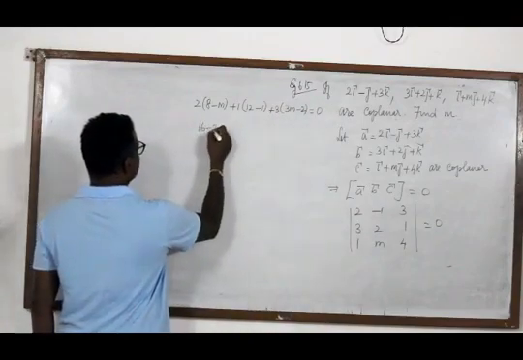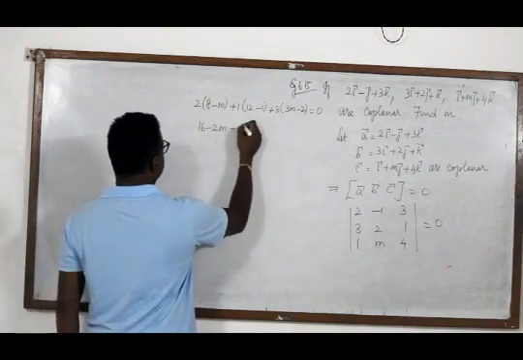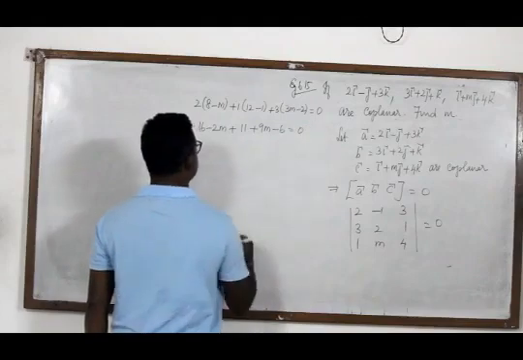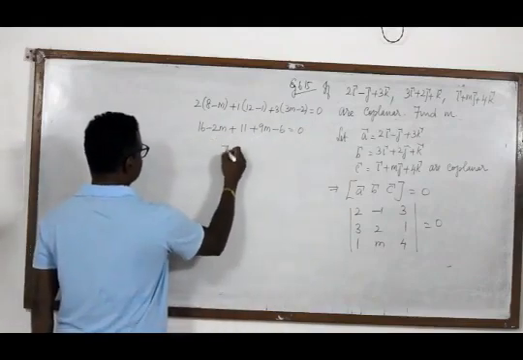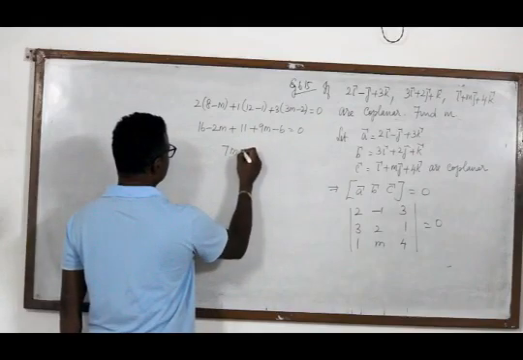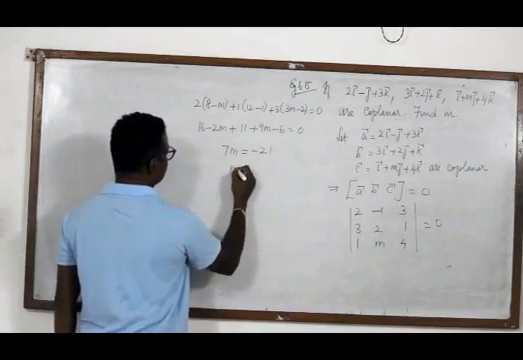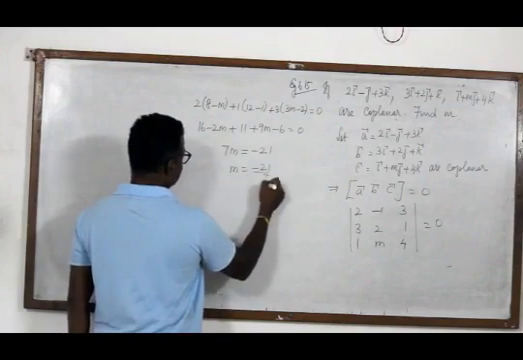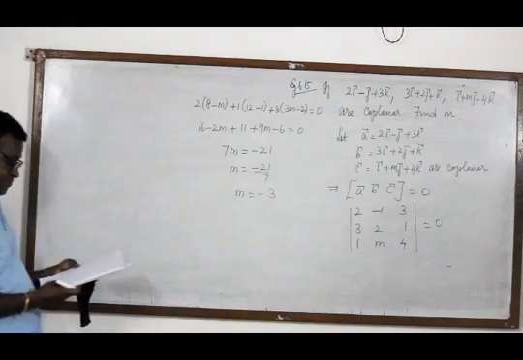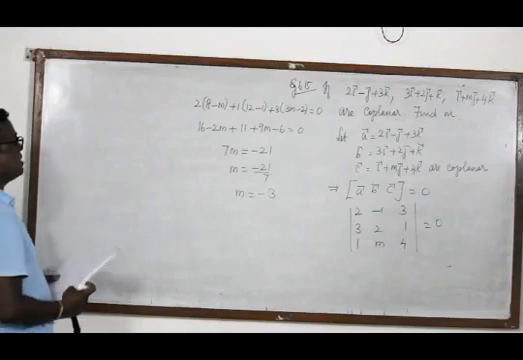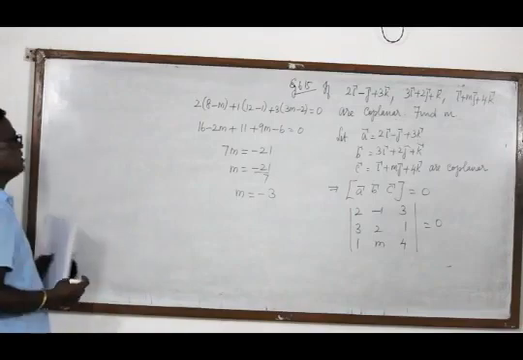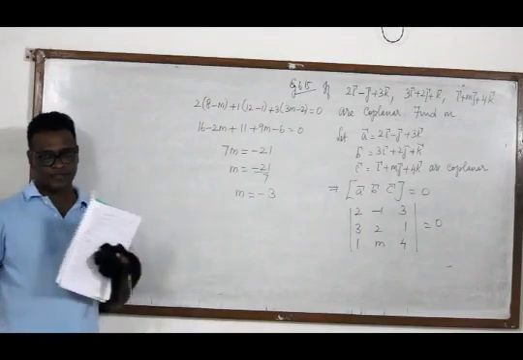It is 16 minus 2m plus 11 plus 9m minus 6 equal to 0. 9m minus 2m is 7m. 16 minus 6 is 10, 10 plus 11 is 21, so minus 21. m equals minus 21 by 7, m equals minus 3. This is example 6.15. Now we shall go for example 6.16.